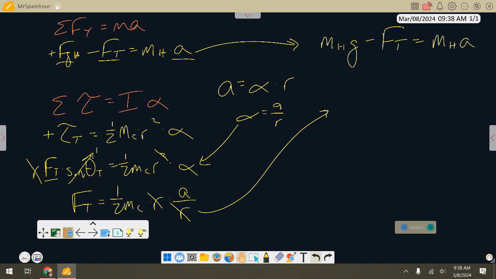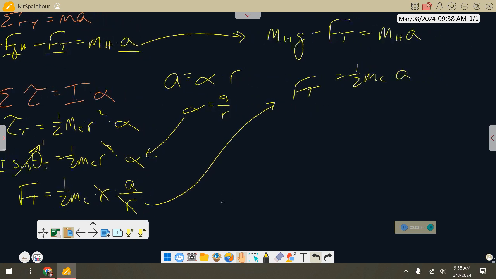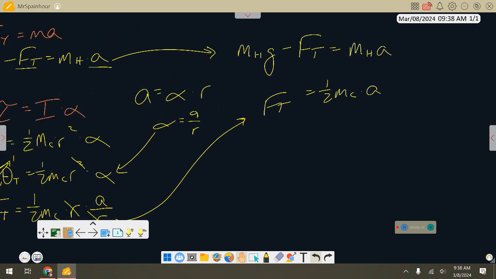And then this equation here is force of tension is equal to 1/2 mass of spinning, mass of cylinder rather, times a. And I got 2 equations, 2 unknowns, so I can either use substitution or elimination. Now, almost always people use substitution because that's just what they get used to. But elimination is actually the easier bet here, and I'll show you how it's easier and why it's easier.